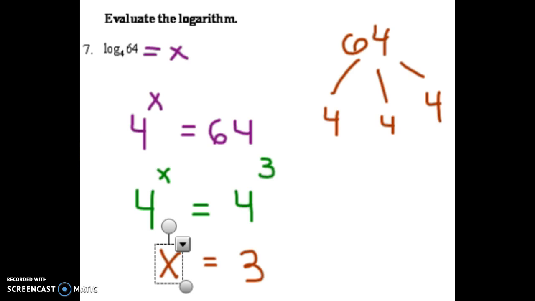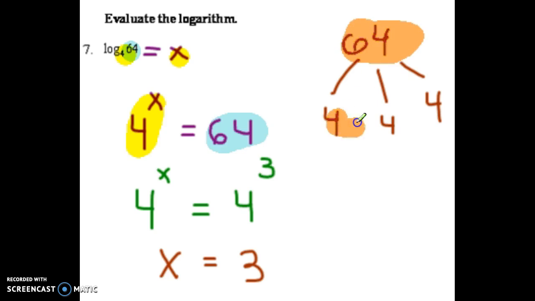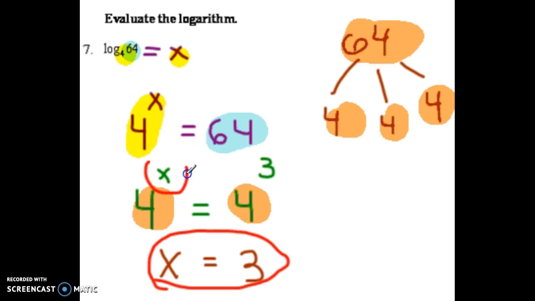In problem number 7, I'm going to evaluate the log. So 4 to the x power equals 64. So I am going to factor 64, and I only factor it down to 4 times 4 times 4. That way I have the same base. You can factor it down to 2's if you want. You will still get the same answer. So now I have the same base, and all I have to do is read. So I have x to the 3rd power.